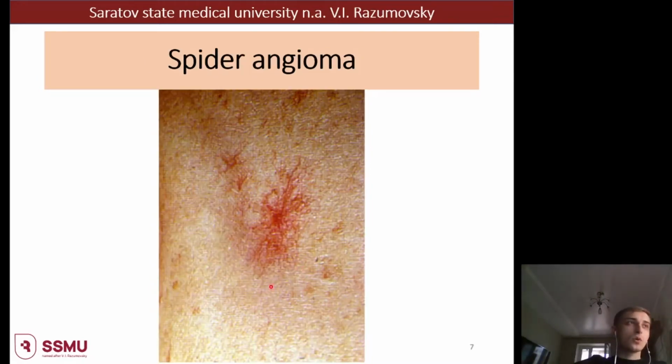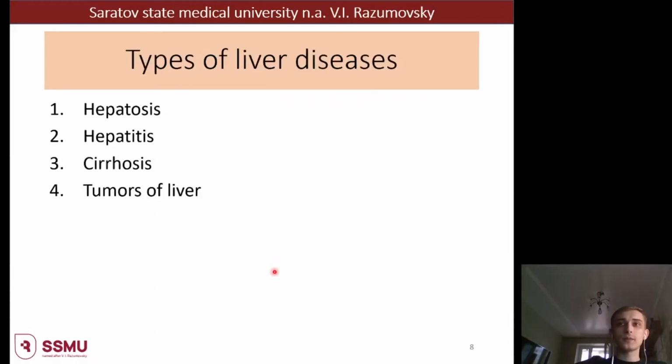One more photo with damage of vessels in case of liver disease. You may see spider angioma. It's associated with damage of blood vessels. And we should discuss the typical processes which we talk about today. They are hepatosis, hepatitis, cirrhosis, and tumors of the liver.